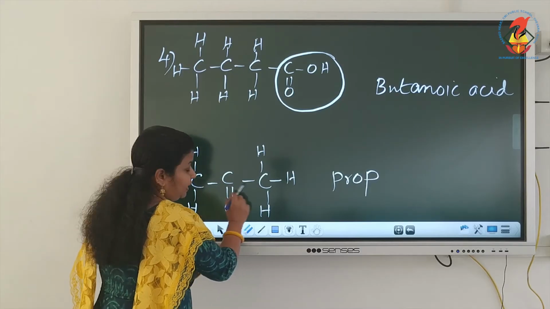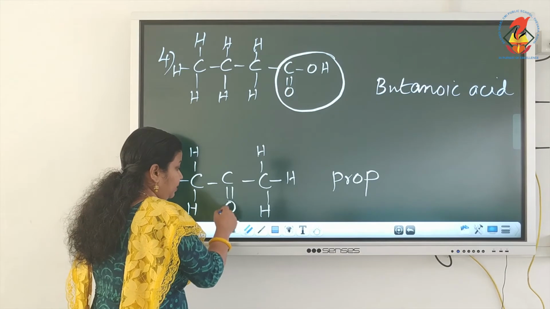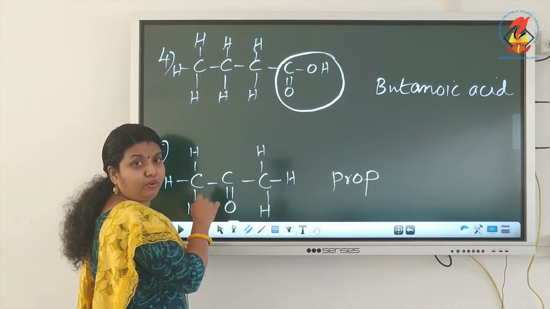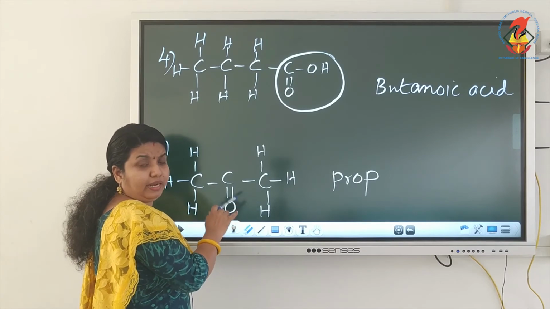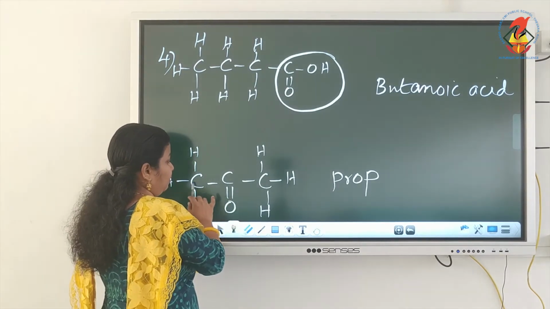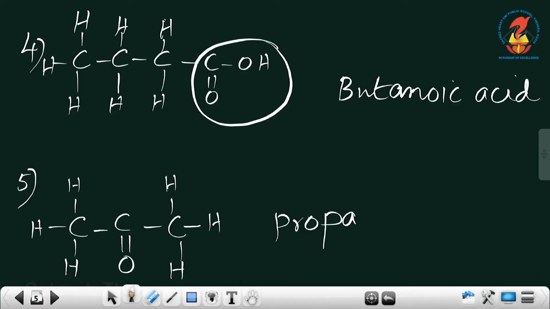All the bonds between carbons are single bonds. We need not take into consideration the C double bond O, which is between carbon and oxygen, so it doesn't make this compound an unsaturated compound. This is a saturated compound. All the bonds between carbons are single bonds, so it is a compound of propane.